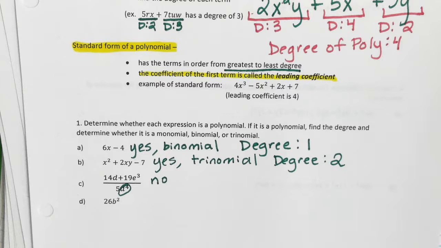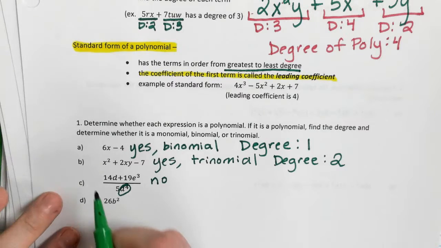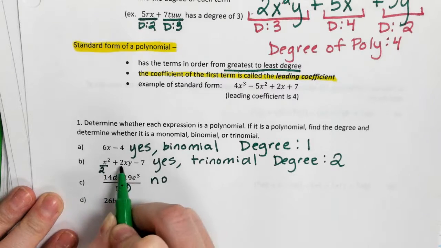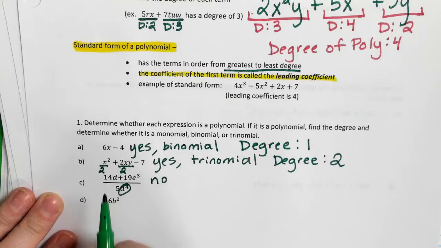Alyssa? I thought the degree from 3 was 4. No, remember, you do them individually, and then it's the greatest. Like, what's the degree of x squared? It's 2. And the degree of 2xy is 2. It's just the greatest. Don't add them together.